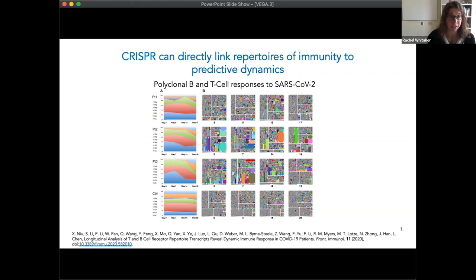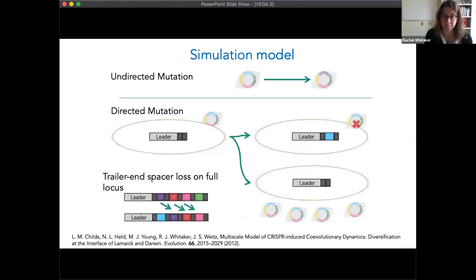What's beautiful about CRISPRs is we can look at diversity and structure in an immune population and link it directly to the viruses that can infect the specific host populations. And so we can learn something about diversity and structure that we can't learn yet in our own immunity. So we set out to do this initially with a simulation model that was based on the undirected mutation of a virus, like normal viruses, coronavirus, flu virus, and also archaeal and bacterial viruses, which acquire escapes through mutation in their genomes, and directed mutation, or the acquisition of CRISPR spacers.